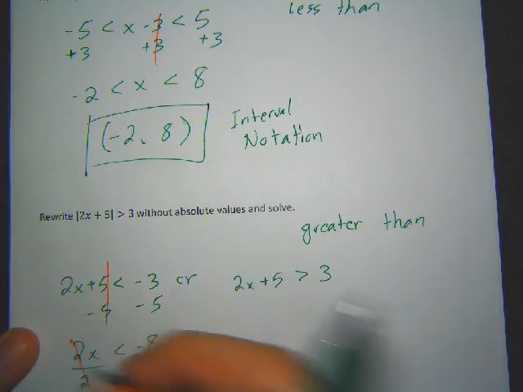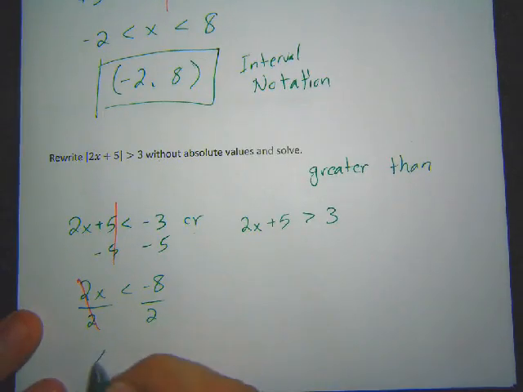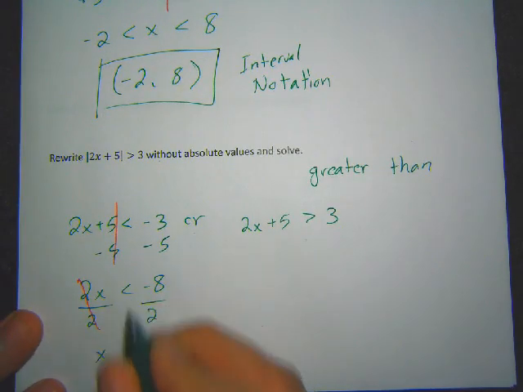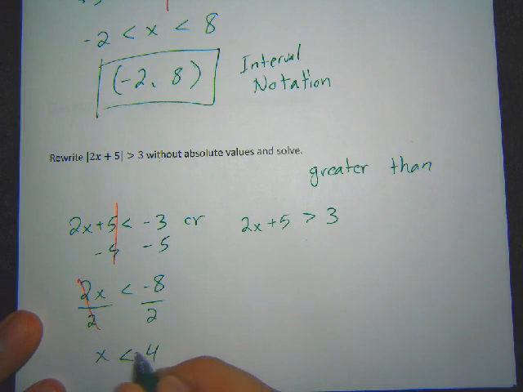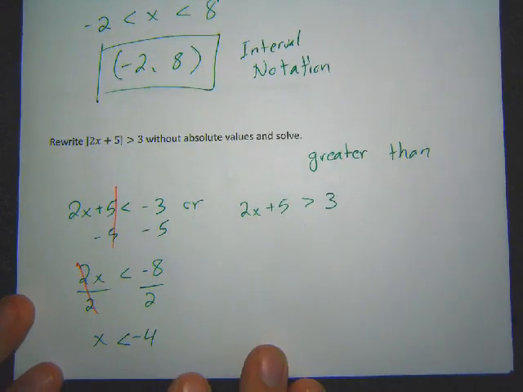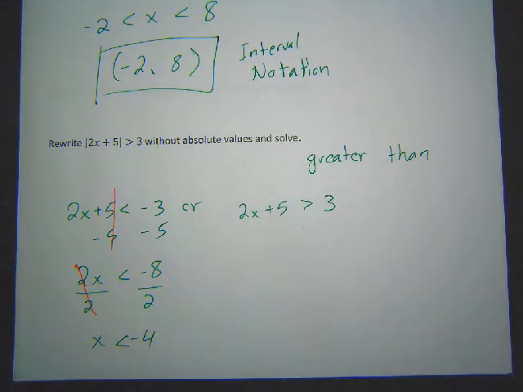So I'm going to get rid of this 2, and I'm going to get x. 8 divided by 2 is 4, still less than, and a negative divided by positive is negative. So numbers less than -4 are going to work. And you can go back and check it.